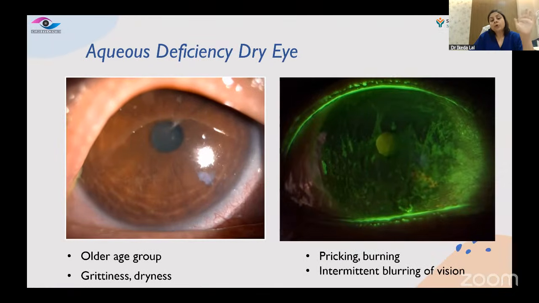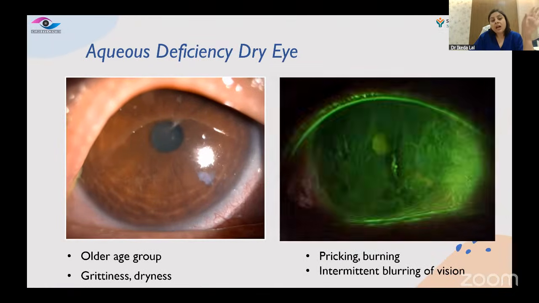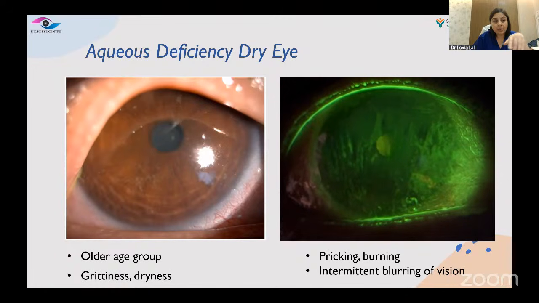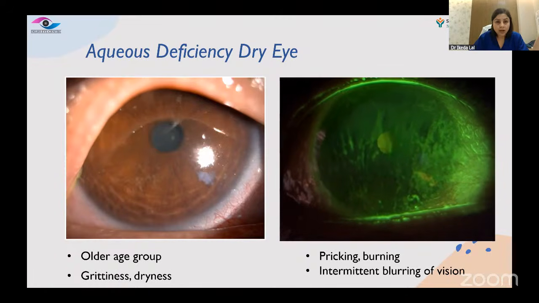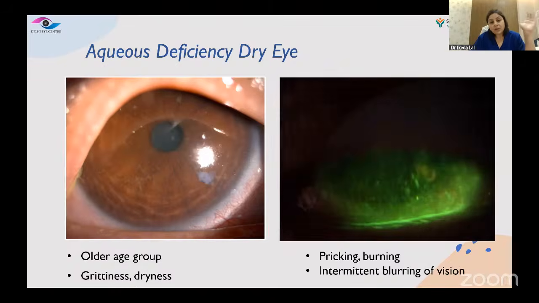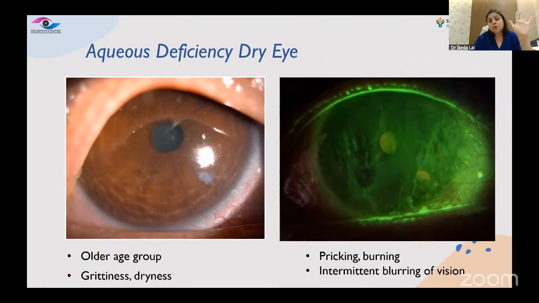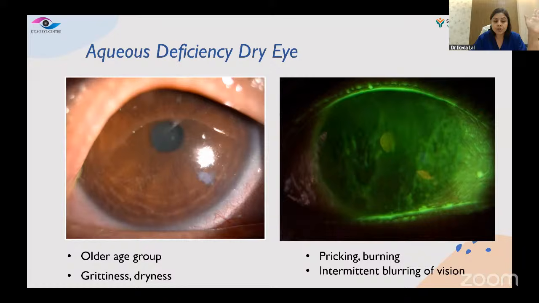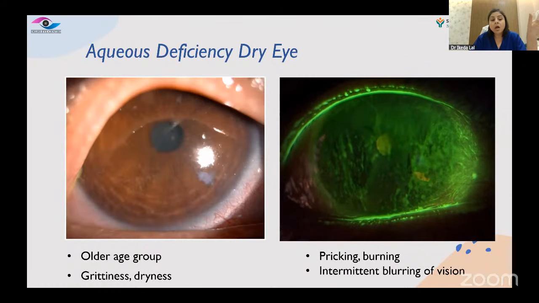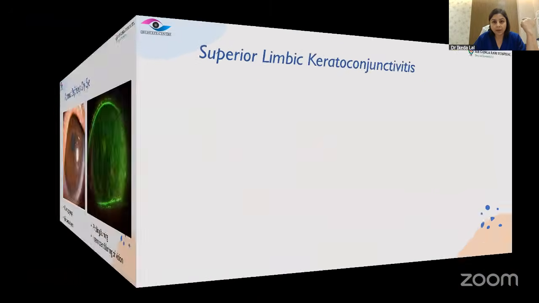In kids also, before I go to aqueous deficiency dry eye, undiagnosed refractive errors can cause eye rubbing, and that is also something we need to look at. Then we have this aqueous deficiency dry eye group of disorders, or we can have a mixed dry eye, which again presents in an older age group with pricking, burning sensation. Sometimes we do get patients who complain of inner canthal itching, and that can actually be dry eye rather than ocular allergy. So this is something that we need to keep in mind.